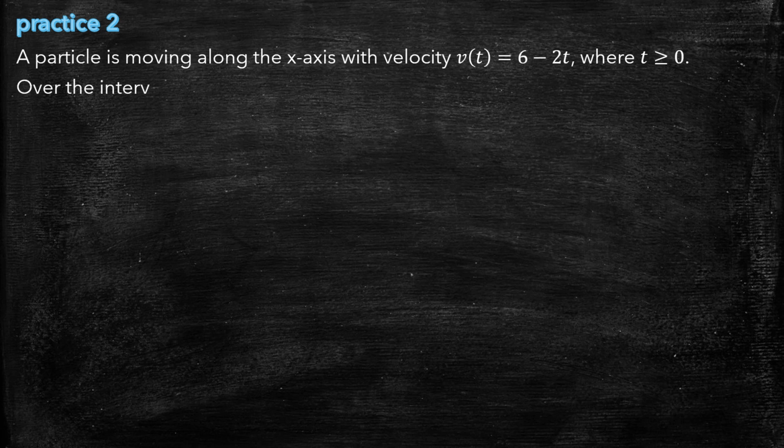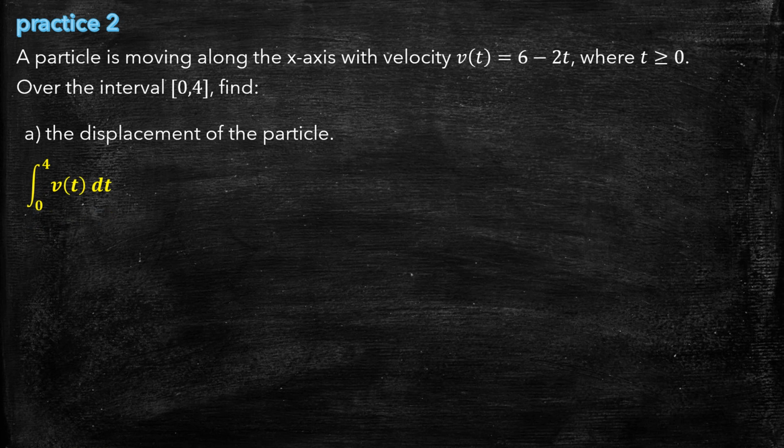So let's practice using these two formulas. We have a particle moving along the x-axis with velocity given, and over the interval 0 to 4, we would like to find the displacement of the particle. So let's call up the formula and then let's dive right in.